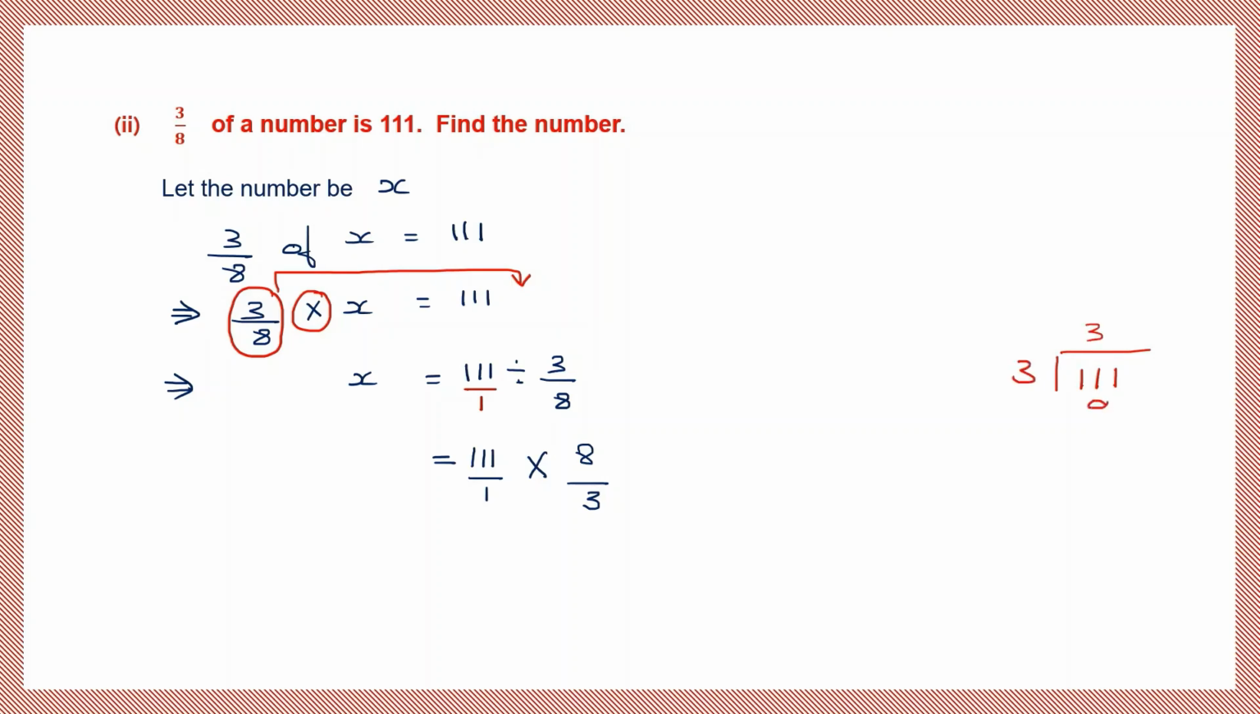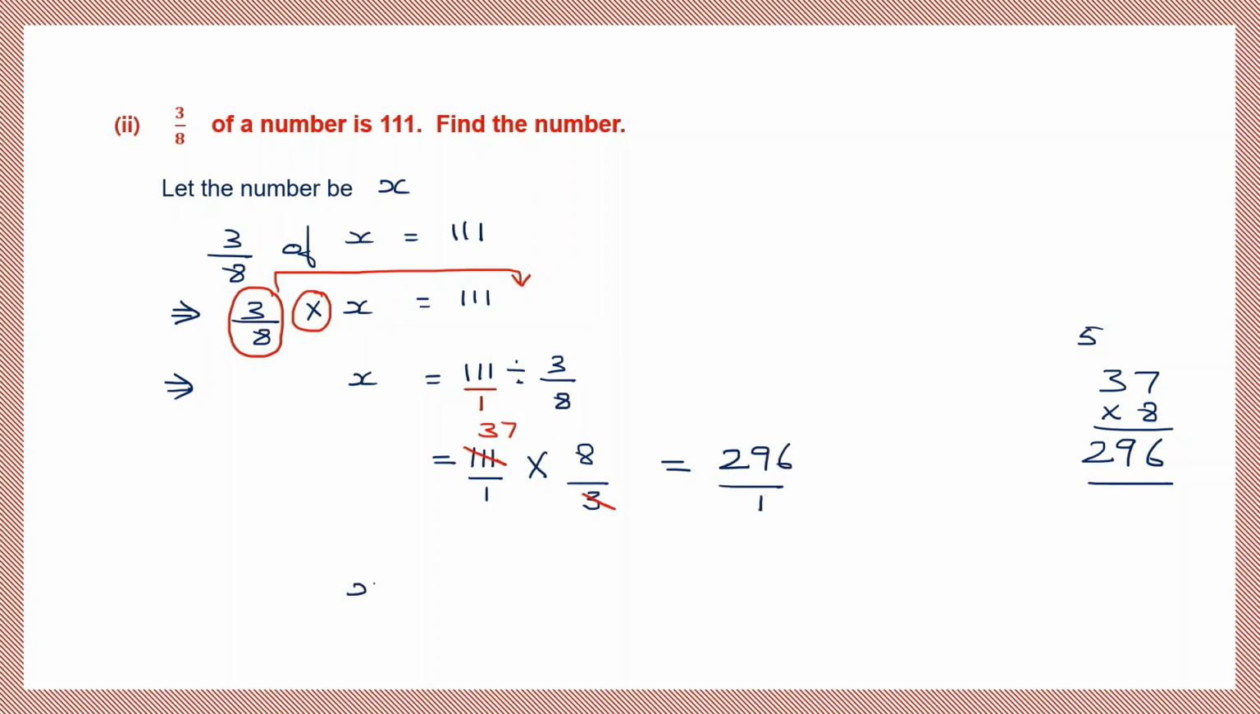3 3s are 9, 11 minus 9 is 2. I bring down 1. 3 7s are 21. So I've got 37. That means I can cancel 3. 3 into 37 is 111. We just found that out. Now we have to multiply the numerator 37 into 8. So let's multiply 37 into 8 and see what we get. 8 7s are 56, carry 5. 8 3s are 24, plus 5 is 29. So here we've got 296 by 1.